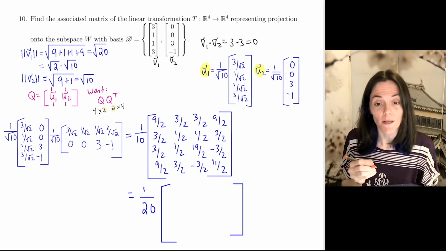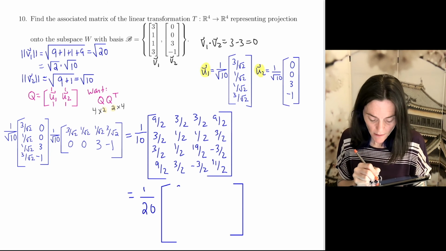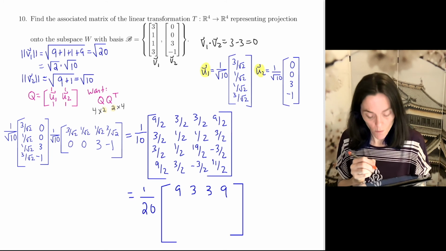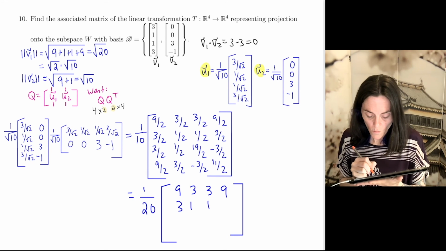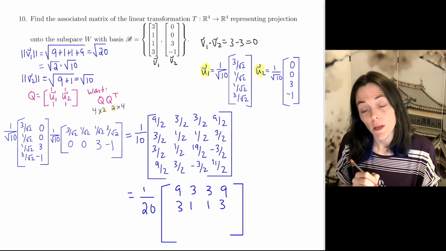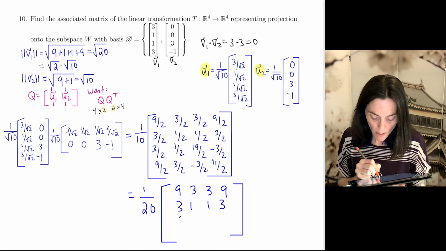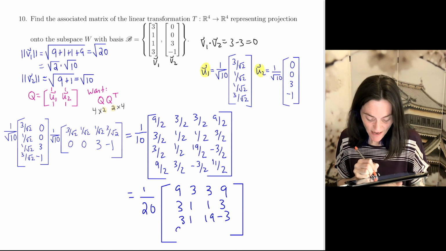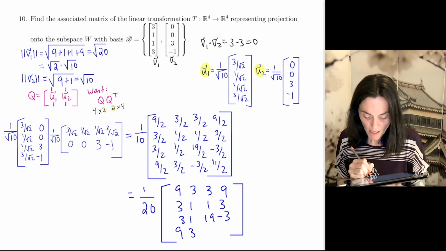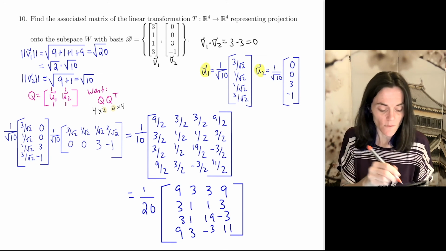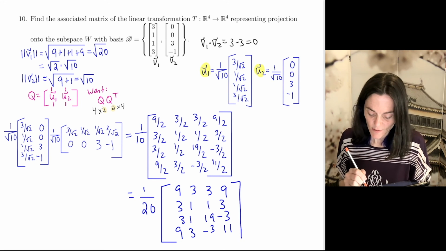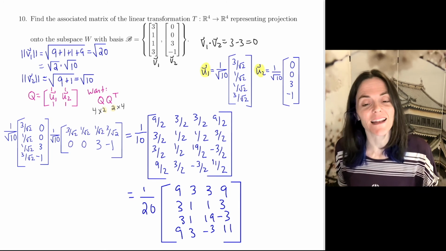You see it's 1 over 2, and I have 9, 3, 3, 9, 9, 3, 3, 9. Then I have 3, 1, 1, 3, 3, 1, 1, 3. I have 3, 1, 19, minus 3, 3, 1, 19, minus 3, and I have 9, 3, minus 3, and 11. Okay, so either way, it's the exact same matrix, just 2 different ways of writing it.